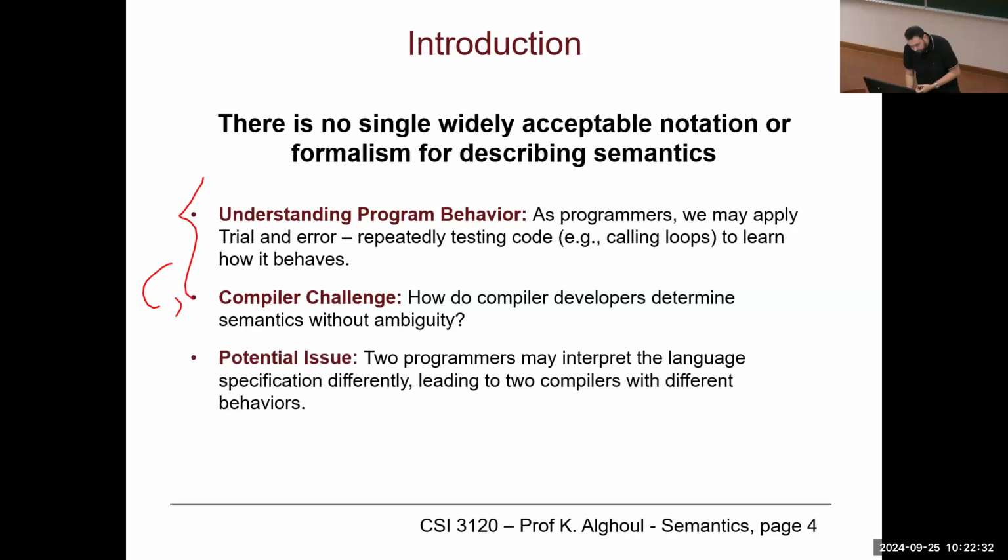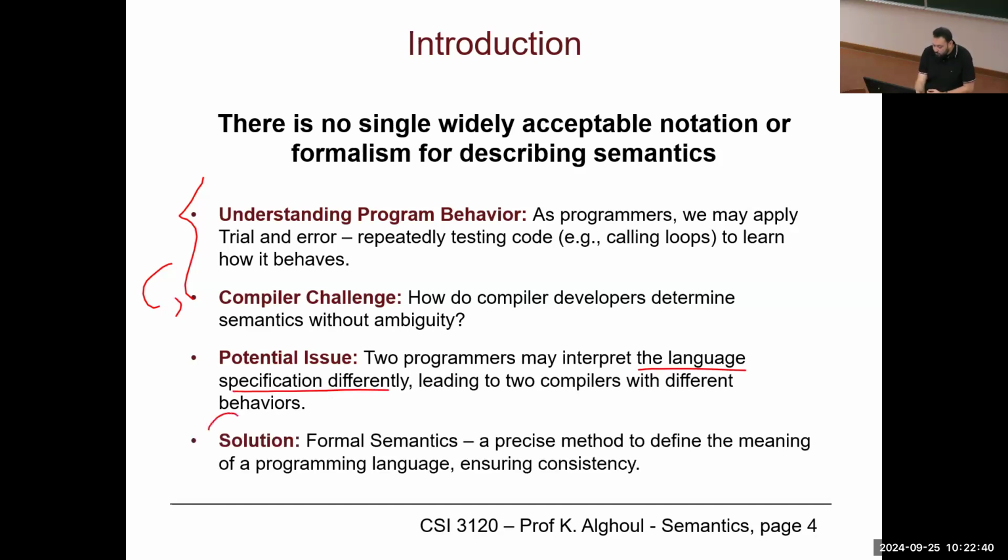That's the potential issue: two programmers may interpret the language differently. So that's why we need a solution for this, and we need something called formal semantics. It's true that we want meaning, but we want it to be at least a bit formal.